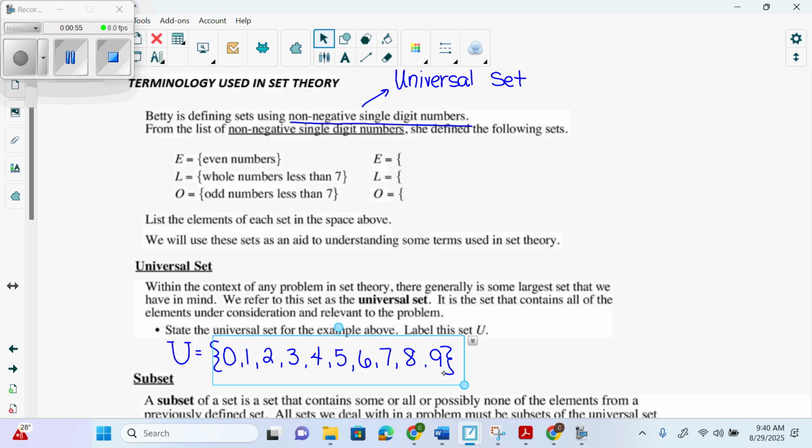So here it says, she defined the following sets. E are the even numbers. Now people are like, well, -3 or -4 is even, and 12 is even, and 16 is even. That's lovely, but are those part of the universal set? No, so I can't list those, okay? So E is going to be the set of which of these are even? 0, 2, 4, 6, 8, and then I have to stop, right?